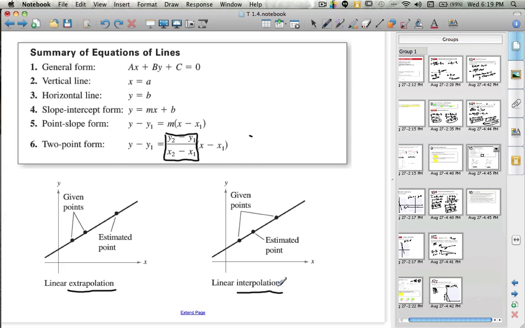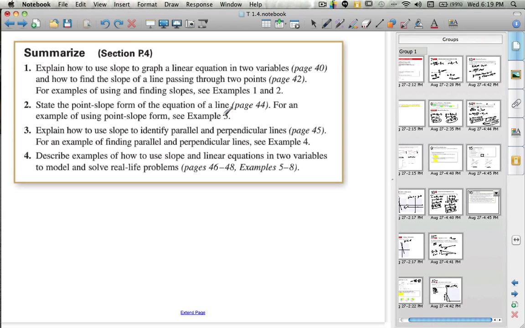Okay, and a summary of the things that we did in this section. We went through using slope to graph a linear equation in 2 variables, calculating the slope of a line passing through 2 points. We created the point-slope form of the equation of a line, and we used it in order to write the equations of a line in slope-intercept form. We also used slope to identify parallel and perpendicular lines and write those equations. And then we used slope and linear equations to model and solve real-life problems.